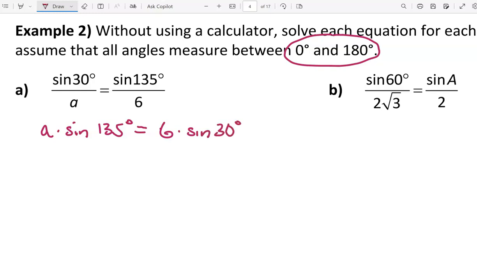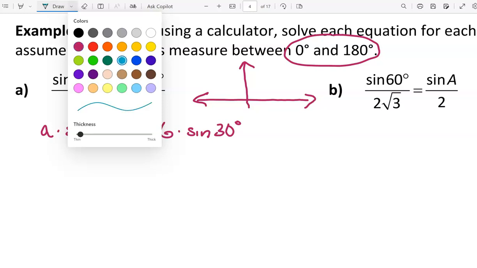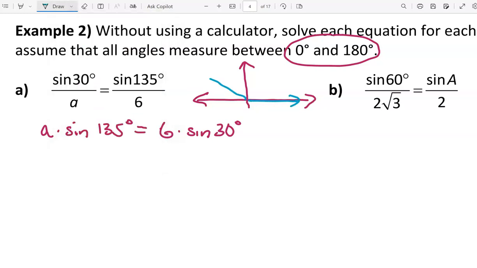Now we're going to have to do this without a calculator, so we're going to have to make some sketches of some familiar angles. So let's start with 135 degrees. 135 degrees is an obtuse angle, so when drawn in standard position, it will terminate in quadrant 2.